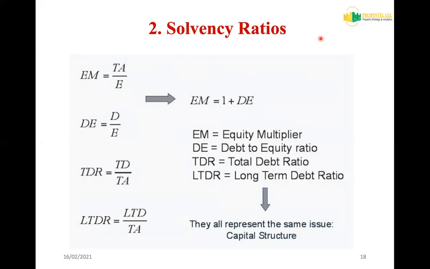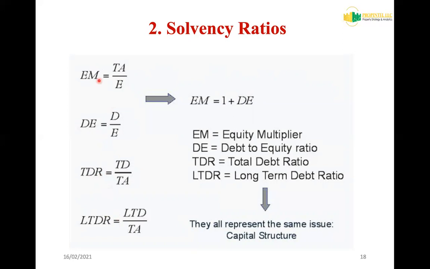The main solvency ratios we would see today are one, the equity multiplier, the debt to equity ratio, the total debt ratio, and then the long-term debt ratio. Now let's look at all of these in detail.